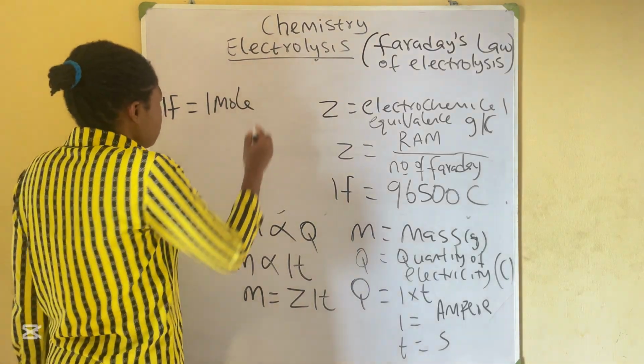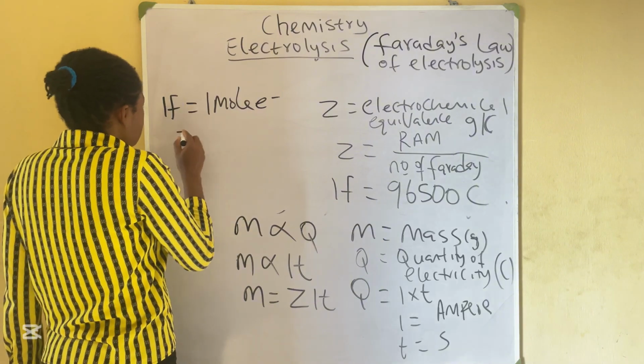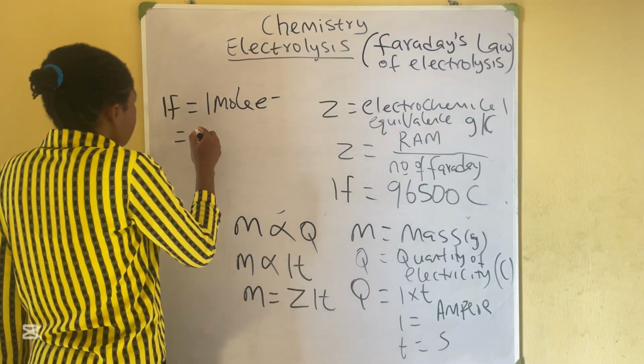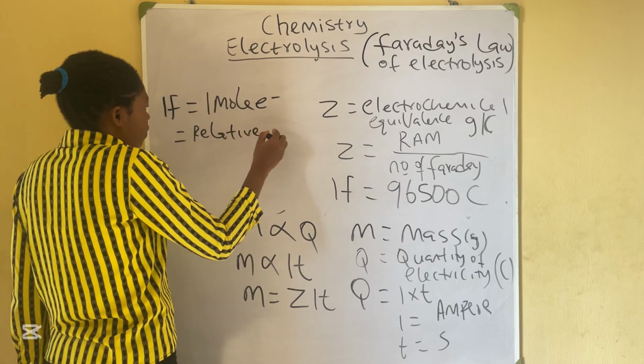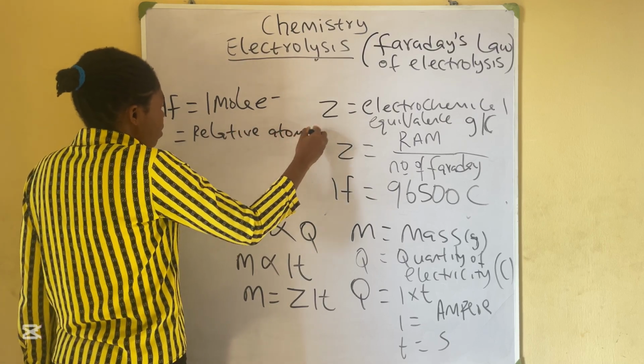of electrons, which is equal to the relative atomic mass of the element.